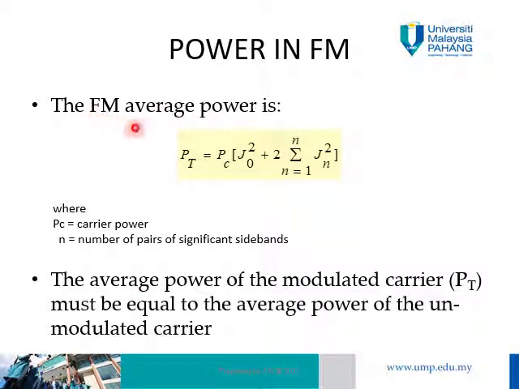For FM, the average power is P total equal to Pc J0 squared plus 2 times the sum of Jn squared from n equal to 1 to n equal to n, where Pc is the carrier power and n is the number of pairs of significant sidebands. The average power of the modulated carrier, Pt, must be equal to the average power of the unmodulated carrier.